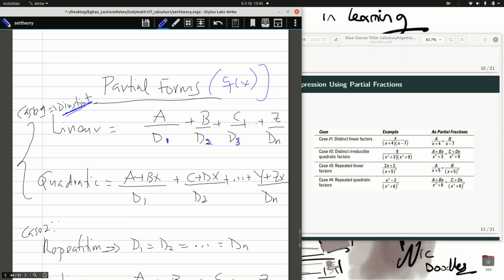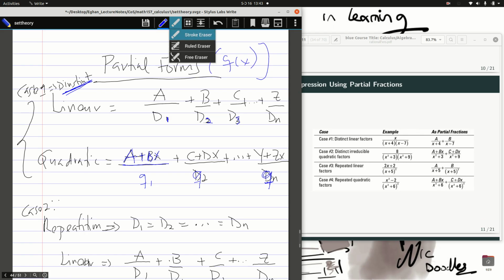If it's quadratic, we write the numerator as A plus BX over the first Q of X. So I think in place of D1, I could rather make it Q1, Q2 to the third term. And look at how the numerator has been expressed. The numerator is of importance here when it comes to writing the partial. So the first, the second, the third, through to the last one.